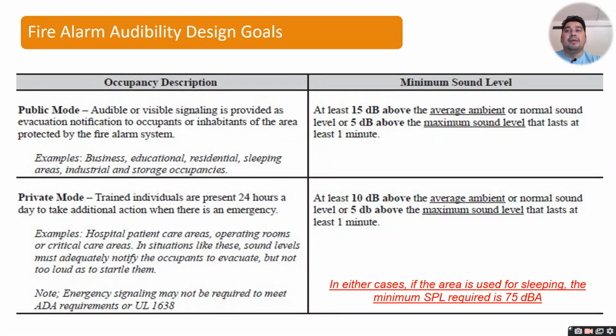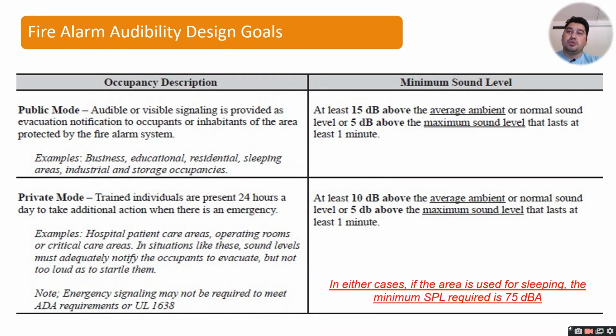Now what should be the minimum sound level for these public mode areas? At least 15 dB above the average ambient or normal sound level, or 5 dB above the maximum sound level that lasts at least 1 minute. So the minimum is 15 dB above ambient, and it should be 5 dB above the maximum sound level of that area. So let's say an area's maximum sound level is 20 dB already, so you have to provide the alarm signal at least at 25 dB for a minimum of 1 minute. That is the requirement.